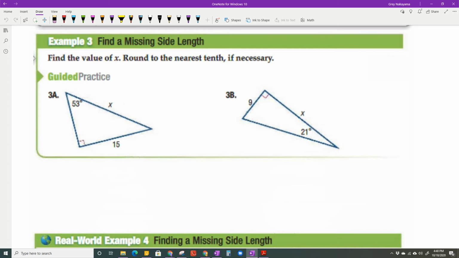All right, number 3, find the value of x. Round to the nearest tenth. Okay? So, again, I'm just going to do this first one. If you want to see the second one, you can look at the notes. Come ask me questions if you have any.